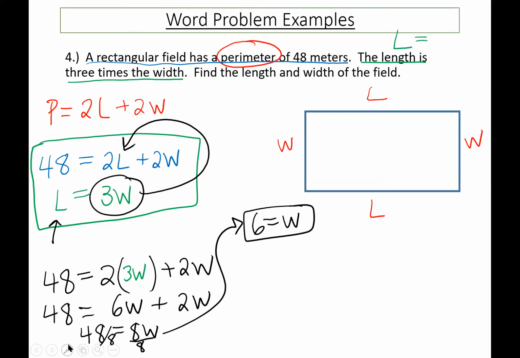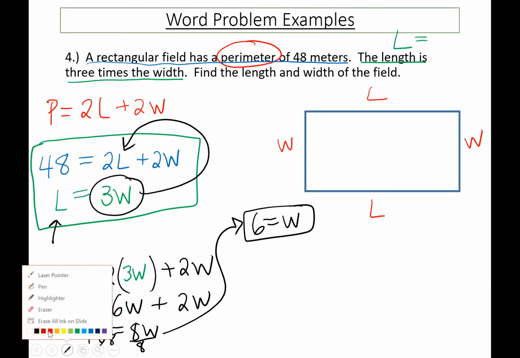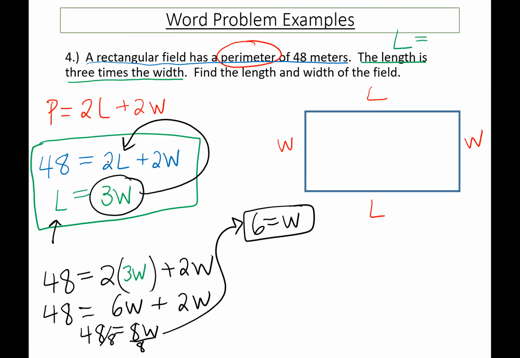So now let's find the length. Let's plug in. Looking at our 2 equations, I think that second one looks easier. L equals 3W. Let's just plug in. L equals, instead of 3W, we can do 3 times 6.